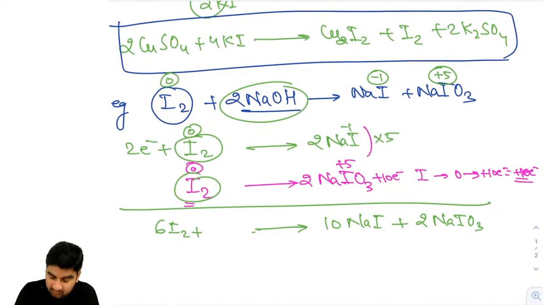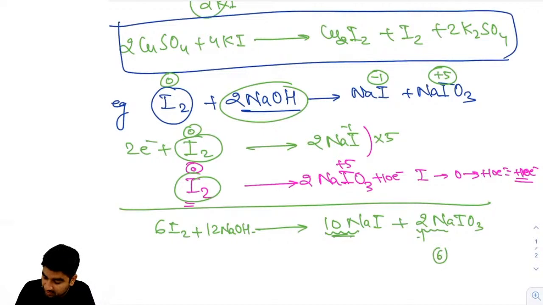So you just have to write. How many Na are there? 12. 12 NaOH. Now Na is balanced. Now just count the oxygen.